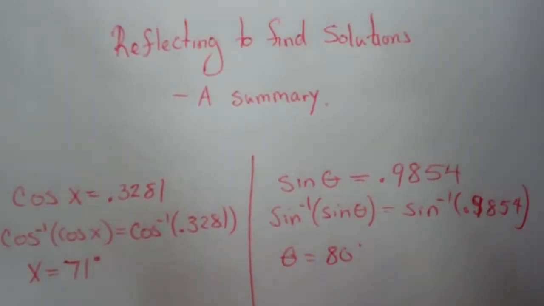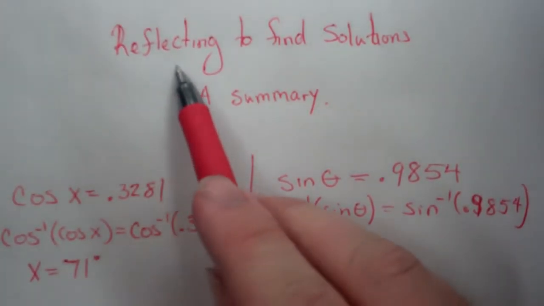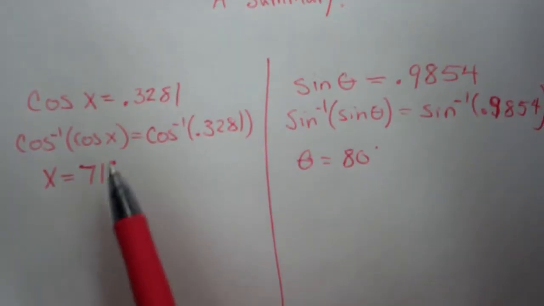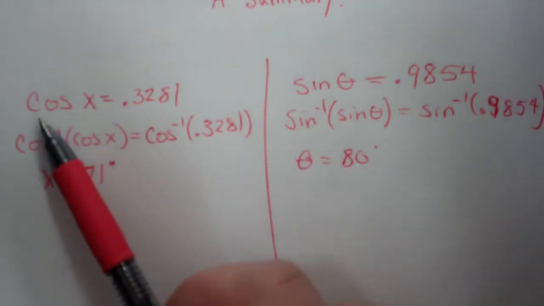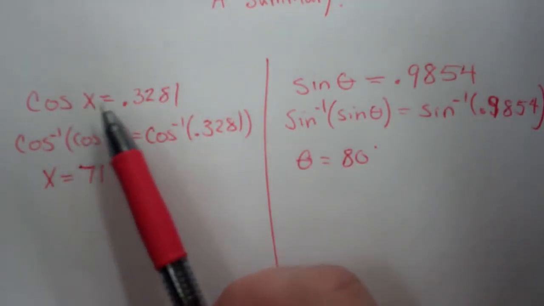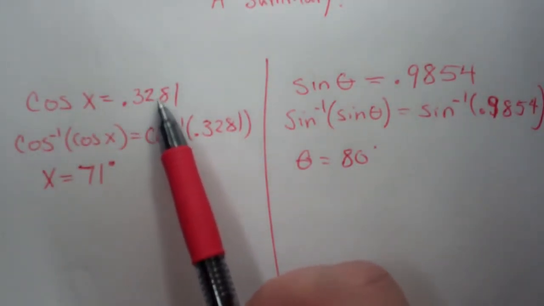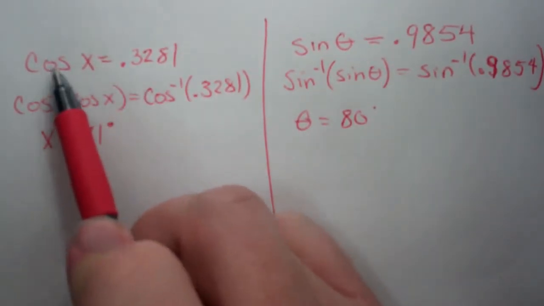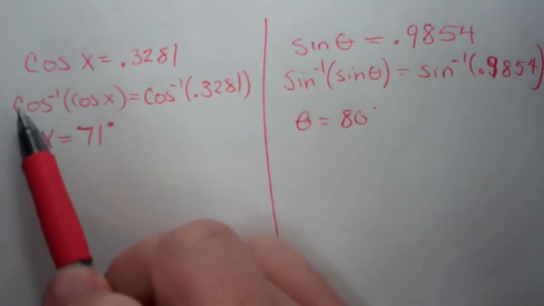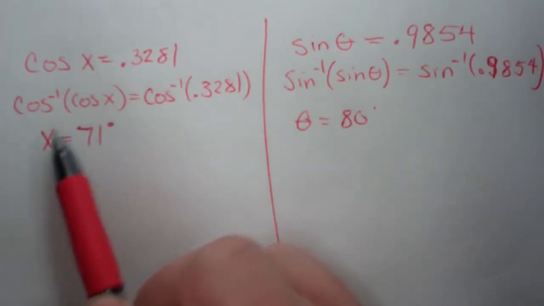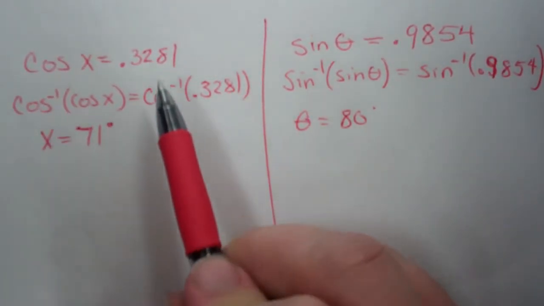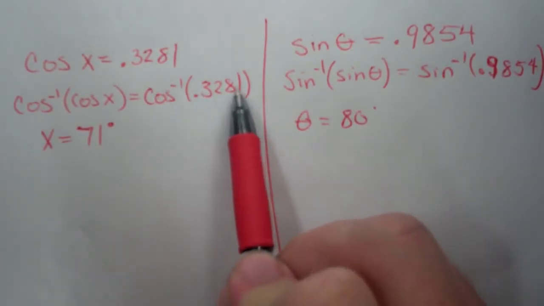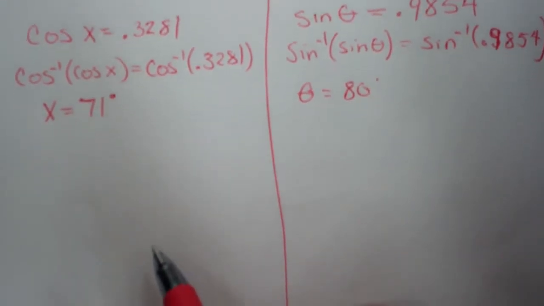In this video, we're summarizing how you can reflect to find solutions. So first, here's an example of the cosine. We are told that the cosine of x is equal to 0.3281. And so, of course, we take the inverse cosine of both sides of this equation. So the inverse cosine of the cosine of x is x. And the calculator will show that the inverse cosine of 0.3281 is 71 degrees.